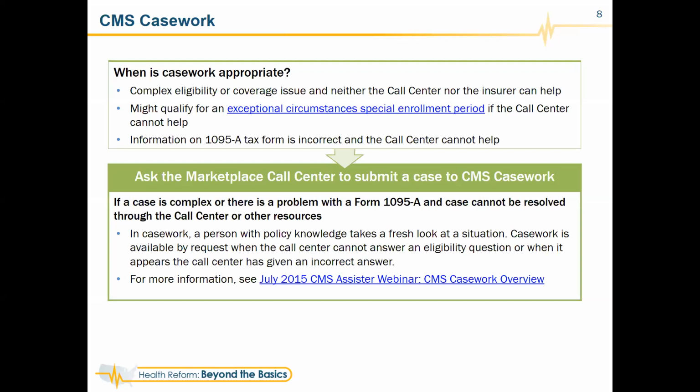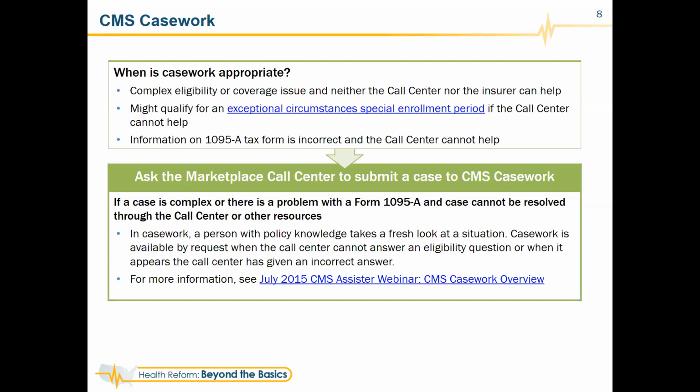First, casework. Casework is an internal process that the Department of Health and Human Services operates for consumers who use healthcare.gov. It can often be used when an individual may have a very complex or challenging eligibility or coverage issue, and a call center can't help and insurance isn't able to help. If an individual is not able to get help through a call center and isn't able to get a timely decision, it might also qualify that consumer for a special enrollment period and give them a second opportunity if open enrollment is not open at the time that this happens.